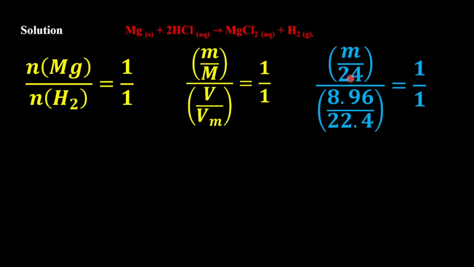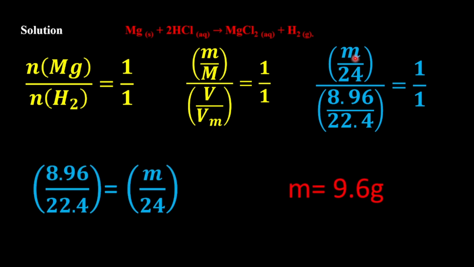So we have M over 24, 8.96 over 22.4 is equal to 1:1. So when we make mass the subject, this is what we are going to get. That is 8.96 over 22.4 is equal to M over 24. So mass here is equal to 9.6 grams, meaning that the mass of the pure magnesium is 9.6 grams.